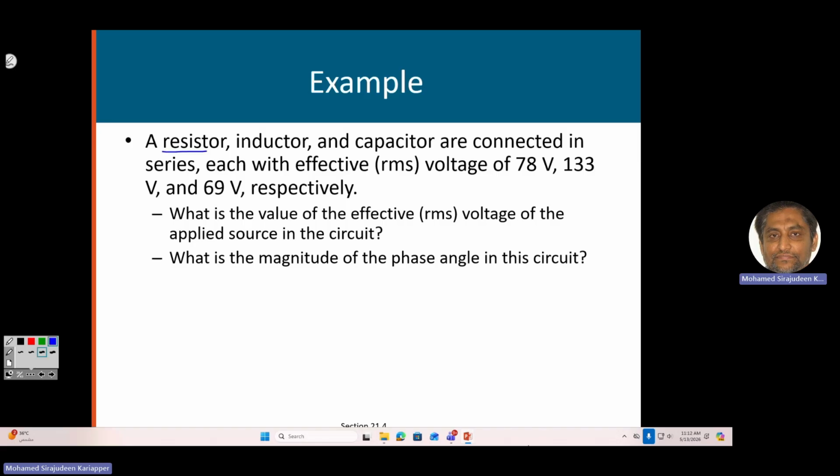We have a resistor, inductor, and a capacitor connected in series with the voltages across the resistor in the same order. This is the delta VR, this is the delta VL, and this is the delta V capacitor.